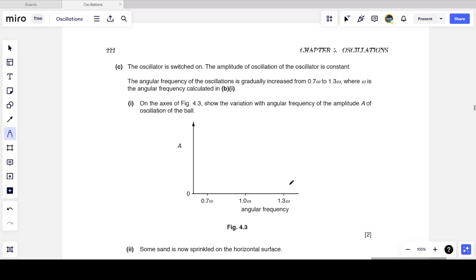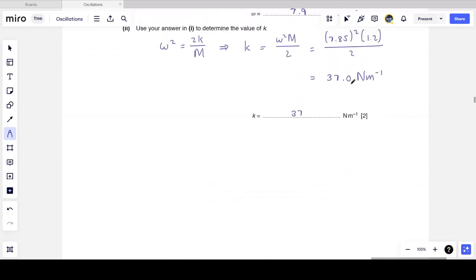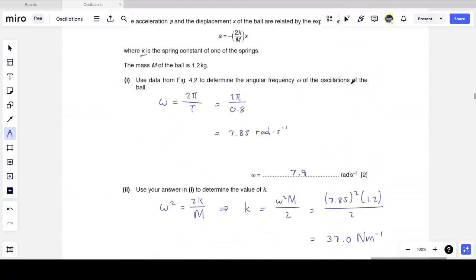So what's going to happen is when I move the oscillator and I change the frequency of the oscillator from 0.7 omega to 1.3 omega, at some point I'm going to get resonance happening where the frequency of the oscillator is going to match the natural frequency of the mass oscillating on the springs. But how do I know what the natural frequency is? Well, the natural frequency is the frequency we calculated.